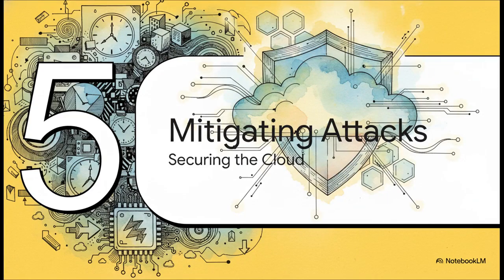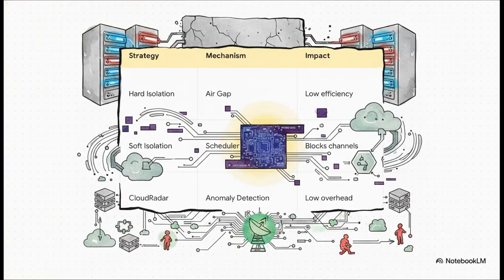So, how do we stop this? Let's get into Section 5, Mitigating Cross-VM Vulnerabilities. There are three major defense strategies we can use against these tactics. The first is hard isolation. This is effectively an air gap. You simply don't share hardware at all. Now, this offers the absolute highest security for sure, but it completely destroys the economic efficiency of cloud computing.